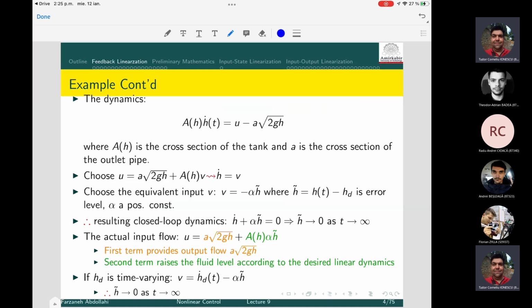AH is the cross section of the tank, so it depends on the level, and A is the cross section of the outlet pipe. That's constant because the pipe is constant. But the cross section of the tank depends on the level, as you can see here, because it makes sense. Depending on the level of the fluid, you compute a specific cross section.